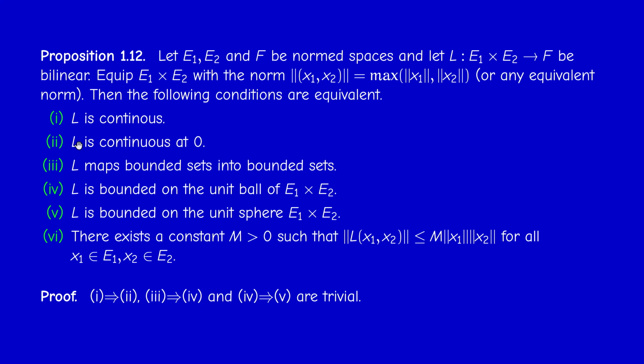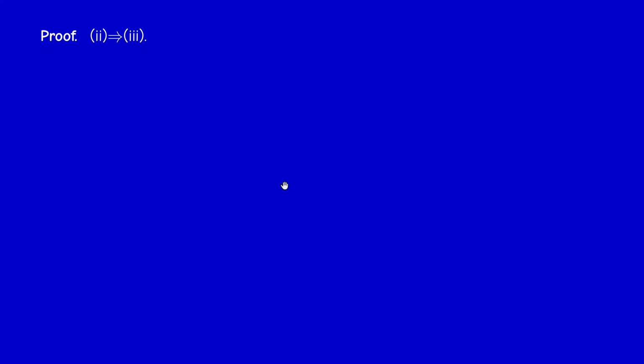So first thing is 2 implies 3. Why? If L is continuous at the origin, then L maps bounded sets into bounded sets. So just write the condition of continuity of L at (0,0). What does it mean? It means that if the norm of (x1, x2) minus (0,0) is less than a certain number delta that depends on epsilon, then the distance between their images is less than epsilon. This is the condition of continuity. And now just take epsilon equal 1 and observe that L of 0 equals 0.